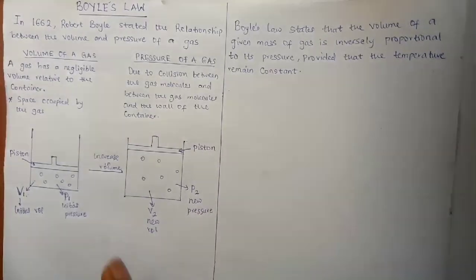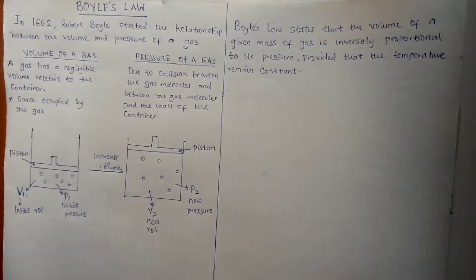So what is illustrated here is a type of variation or proportionality which we call inverse variation, in which as one quantity increases, the other decreases, and vice versa. So in Boyle's law, as the volume increases, the pressure decreases, and as the volume decreases, the pressure increases.